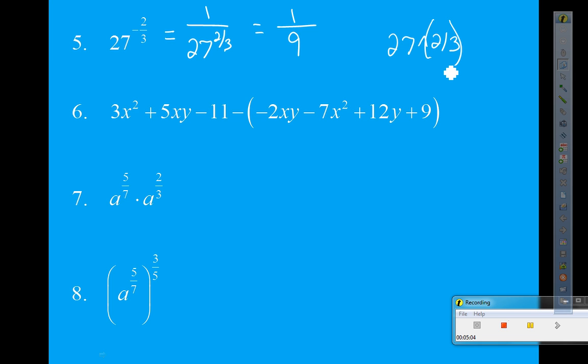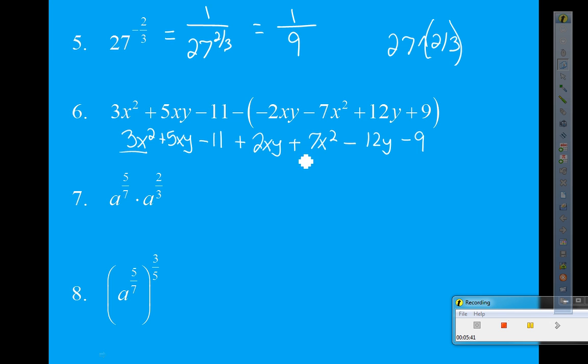Here's my number 6. Whenever we're adding or subtracting polynomials, we've got to get like terms. In this case, guys, I'm going to distribute that negative sign. So I've got 3x squared plus 5xy minus 11 plus 2xy plus 7x squared minus 12y minus 9. And then go get your like terms.